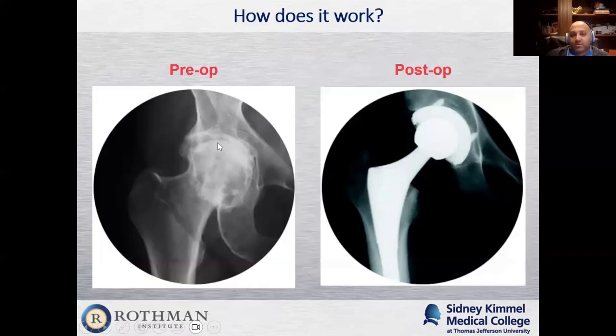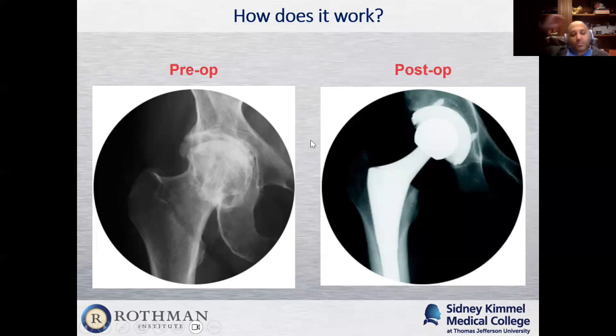So here's another x-ray. Here's an arthritic hip. This is bone on bone right here. There's cysts in the femur, this and this. Those are all signs of arthritis. And here's the replaced hip. Here's the metal shell in the pelvis. Here's the metal stem in the femur, and here's the ball sitting on the femur and sitting in the socket. That's what a hip replacement looks like.